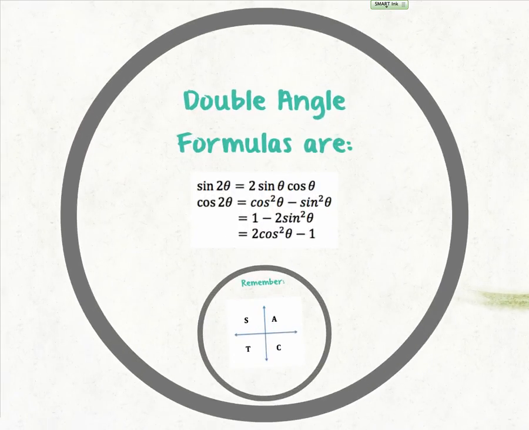So here are our double angle formulas. For the sine of 2 theta, the formula is just 2 sine theta cosine theta. For example, if theta is 60, what's 2 theta? 120. So that angle becomes twice as big. If we know sine and cosine for a 60-degree angle, we can find sine for a 120-degree angle using this formula.